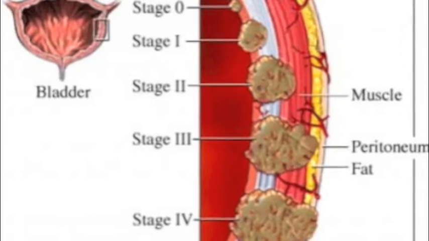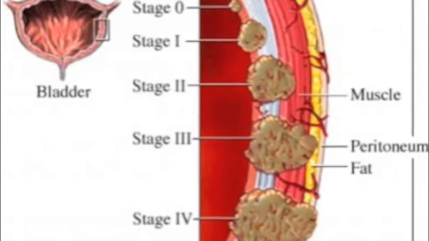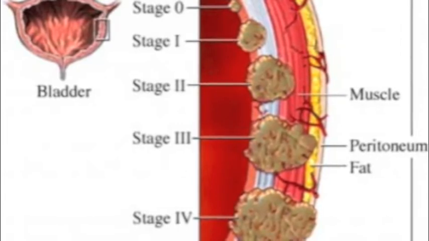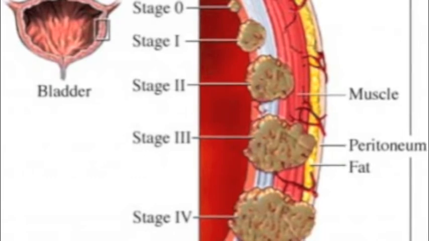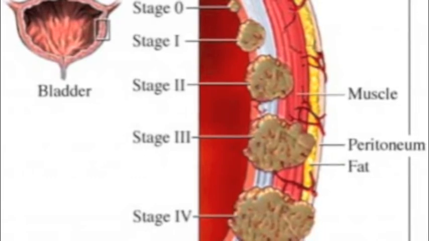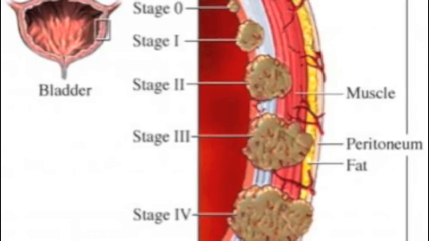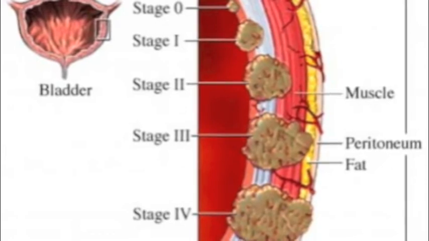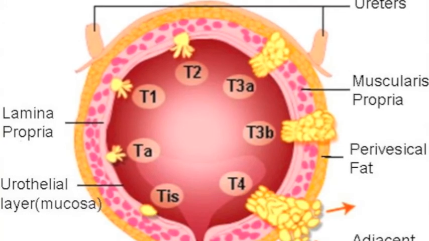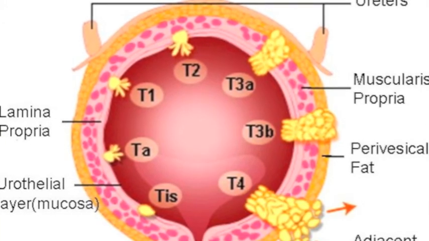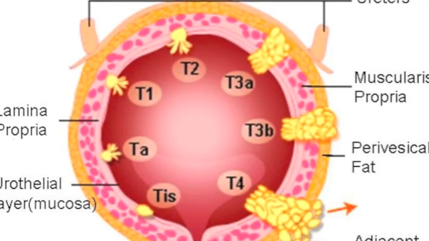This is the 5-year survival rate for each of the 5 stages of bladder cancer. Stage 0 is 98%, Stage 1 is 88%, Stage 2 is 63%, Stage 3 is 46%, and Stage 4 is 15%.